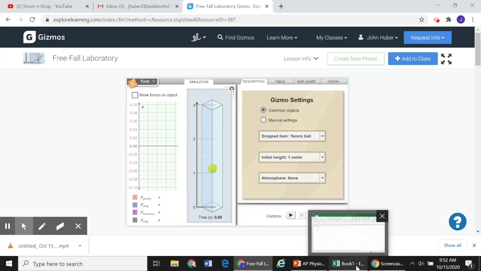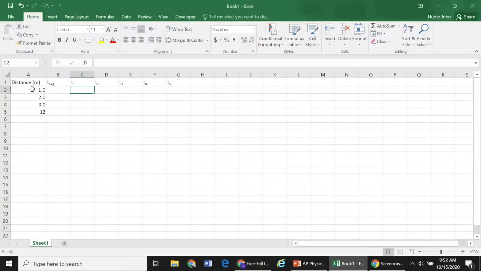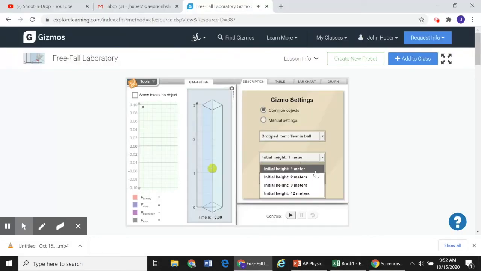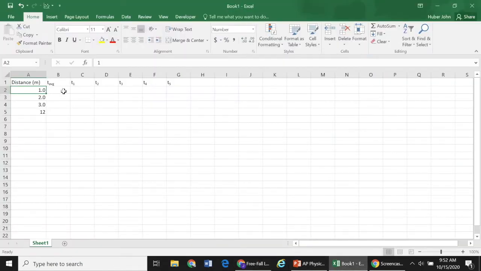And so I have a chart made in Excel of the different distances the simulator allows you to go to. Notice it says 1 meter, 2 meters, 3 meters, and 12 meters. So just to go back to that, notice those are the possible distances. And I'm going to measure the times. Because these distances are so small, the times are going to be pretty hard to measure, and so I'm going to want to make multiple trials here. I put 5 trials, and then I'm going to average them together in my T average column.